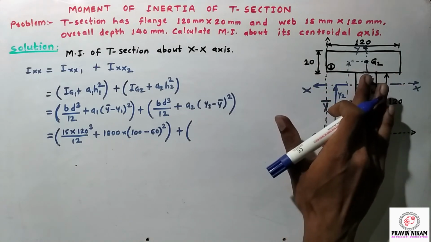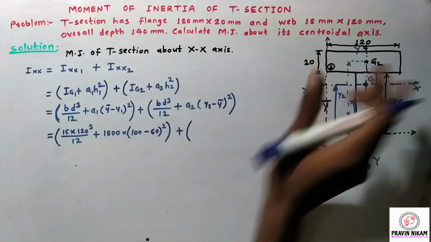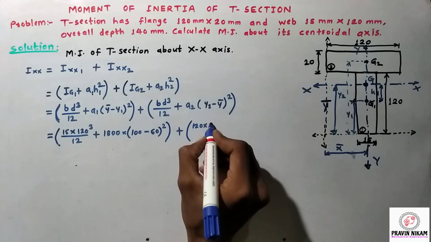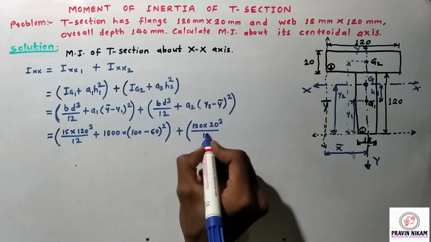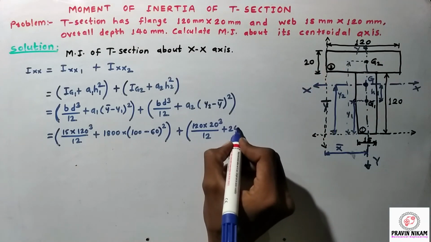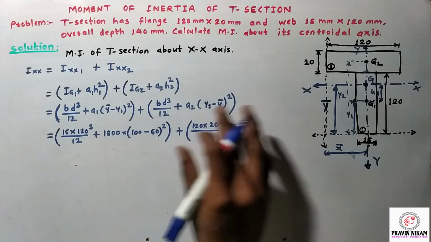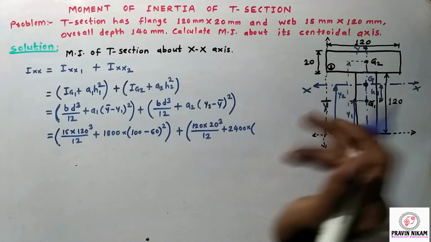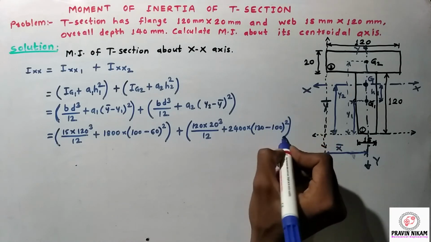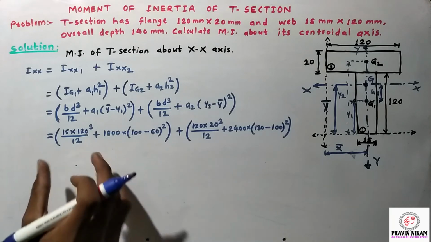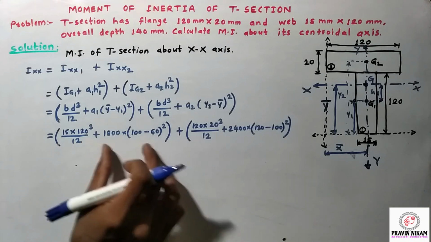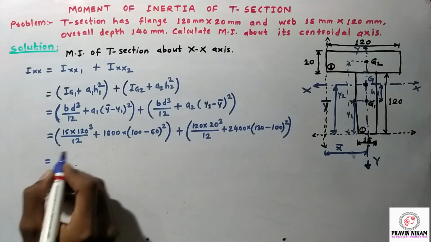Forget this section. Now only see section 2. Now for section 2 B is 120 into D is 20 cube divided by 12 plus A2 is what? Area of section 2, that is 2400 into Y2 is what? 130 minus Y bar is 100, bracket square, second bracket complete. Now find out these separate values. Find out these 4 terms separately by using your calculator.